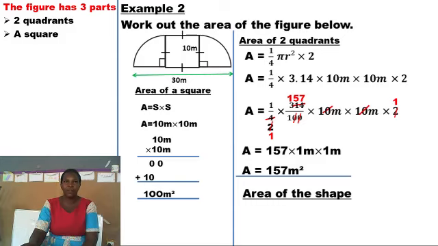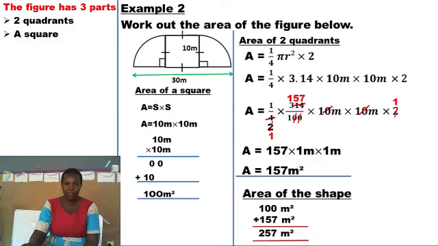So now, my dear boys and girls, we shall work out this. We are going to add the area of a square plus the area of the two quadrilaterals as our next step. The area of a square, which is 100 square meters, plus the area of the two quadrilaterals, which is 157 square meters. And my dear boys and girls, we shall have to draw those two lines. We shall come up with our answer as 257 square meters.